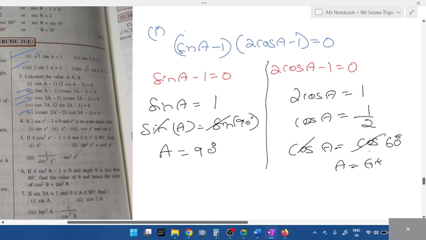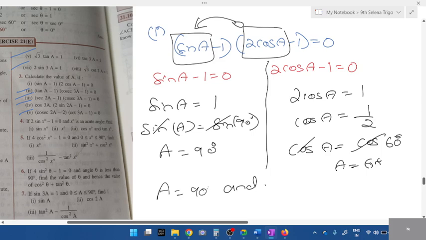Okay, now are the values the same or different? Sin and cos, same or different? Different. Remember this: whenever different values are given, we put and. Okay, we put and. So we write A is equal to 90 degrees and A is equal to what? 60 degrees. What they have asked us is to calculate the value of A.